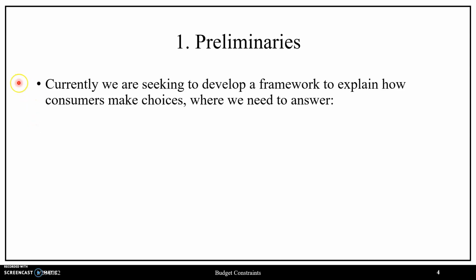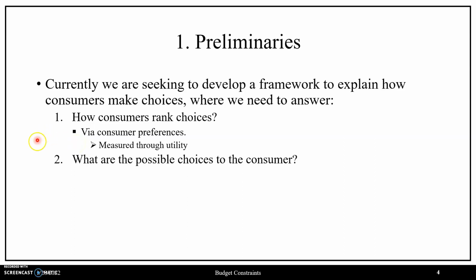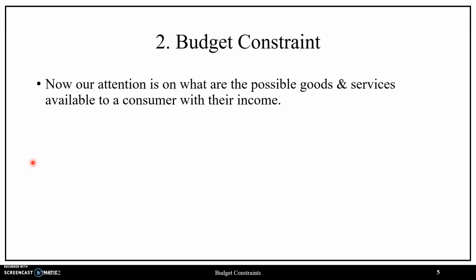Beginning with our preliminaries, currently we are seeking to develop a framework to explain how consumers make choices, where we need to answer the following questions: how do consumers rank their choices, which we saw was possible via consumer preferences and which we could measure through utility, as well as what are the possible choices available to our consumer. Now our attention is turned to the second question: what are the possible goods and services available to a consumer with their income.